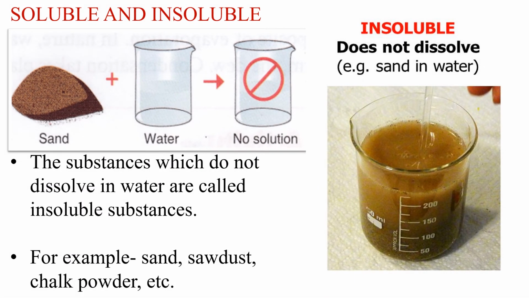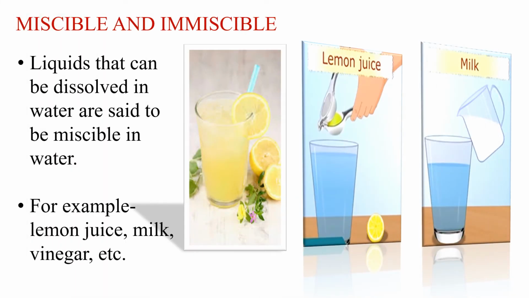The substances which do not dissolve in water are called insoluble substances. For example, if we take some sand in water, you will find that it does not dissolve in water even if we stir it for a long time. Sand, sawdust, chalk powder are examples of insoluble substances. Water plays an important role in the functioning of our body because it can dissolve a large number of substances.